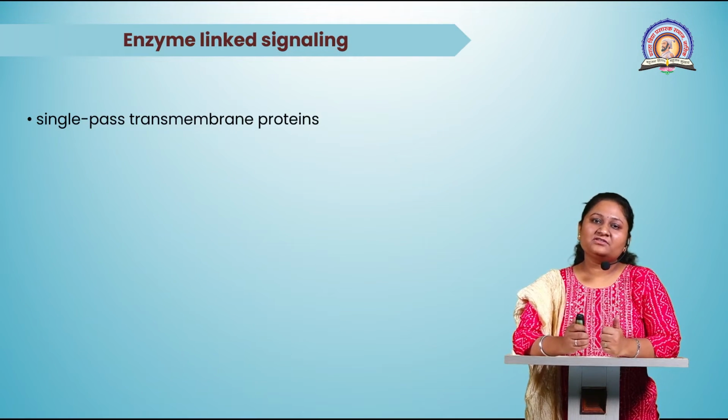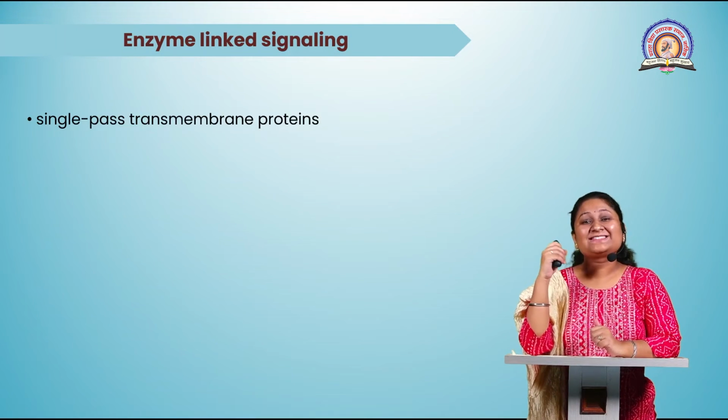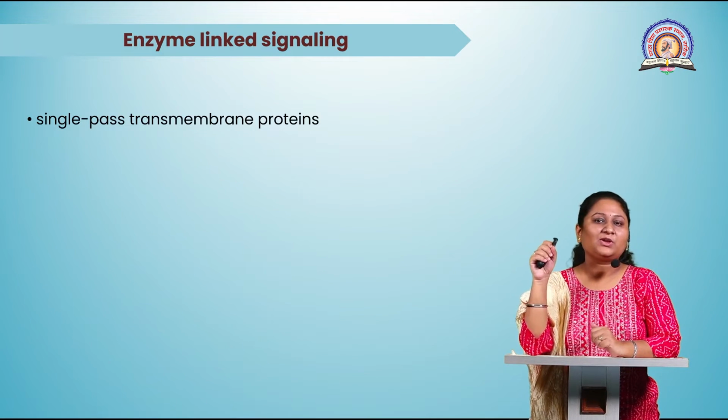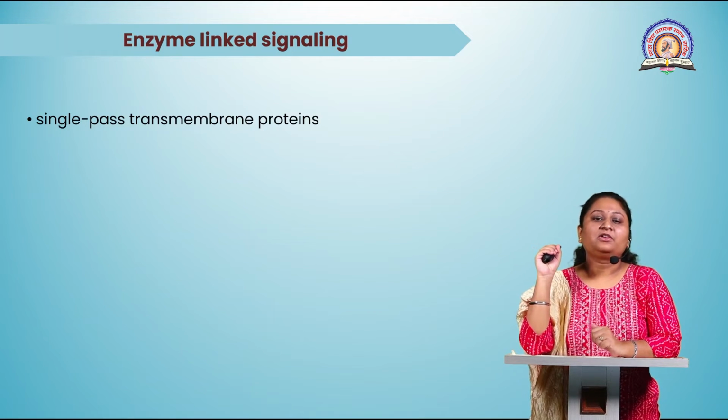As we can see, in G protein coupled receptors there are 7 passes, so the protein passes through the transmembrane 7 times. Here in the single pass, only one domain passes through the transmembrane, that is, your cell membrane, only once.